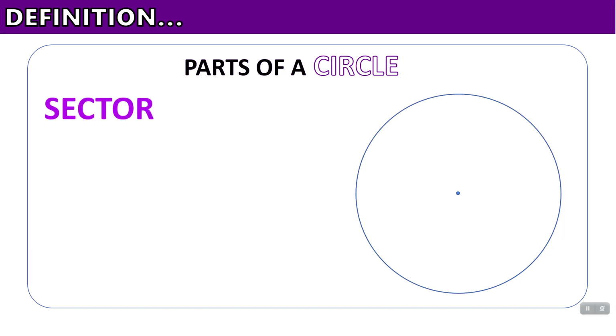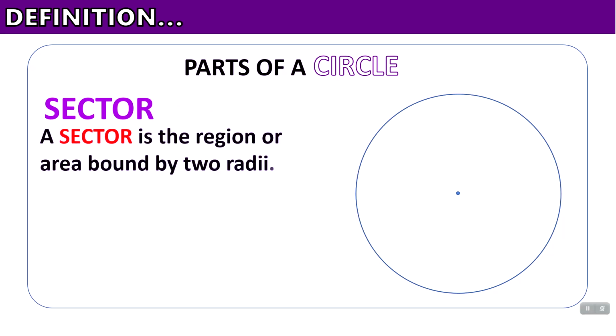The next part of a circle is called the sector. A sector again is a region, and it's a region bound by 2 radii. We looked at radii before being the plural of radius. And so here is one radius. Here's another radius because they both start at the center and end up at the circumference. And now the space in between is called a sector.